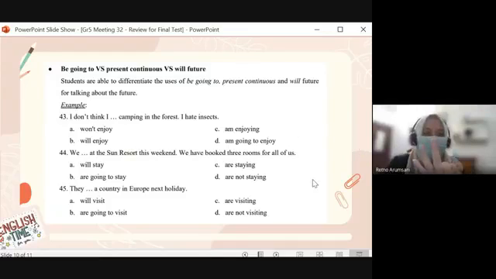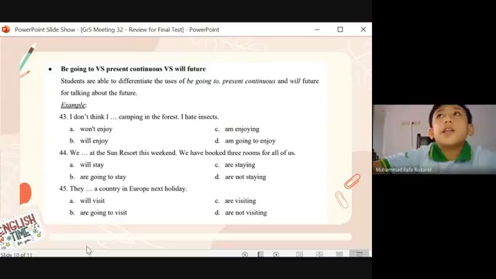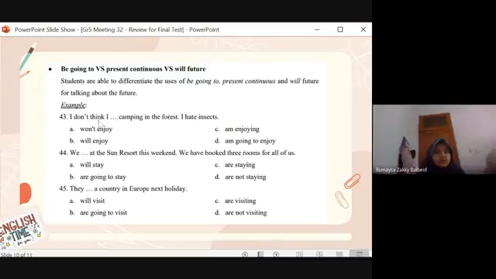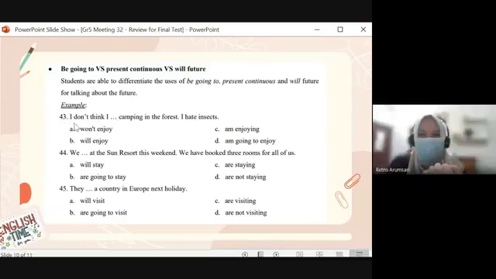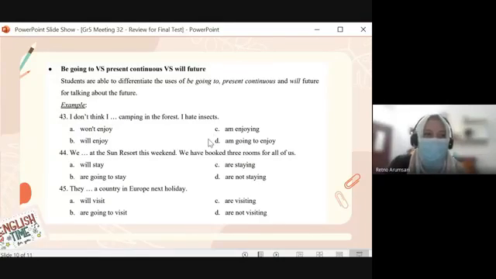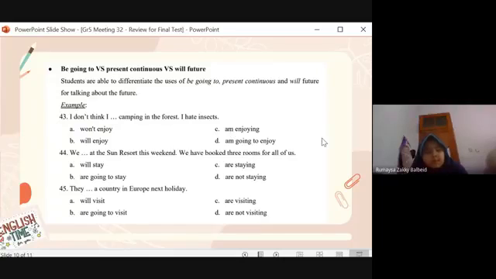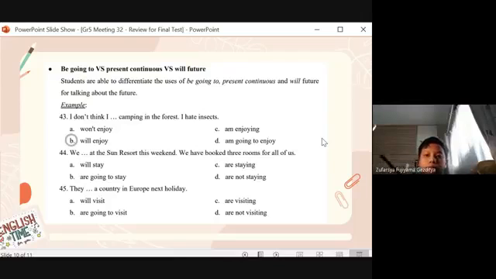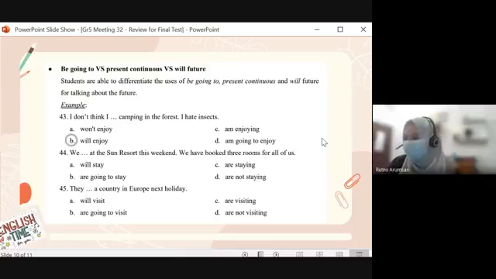How do you know that it is a prediction? Because of "I don't think". It's based on what you're thinking, right? So this is the prediction. The answer is B, "I don't think I will enjoy it." That's your prediction about camping in the forest.